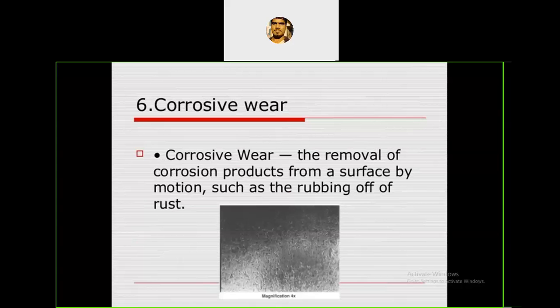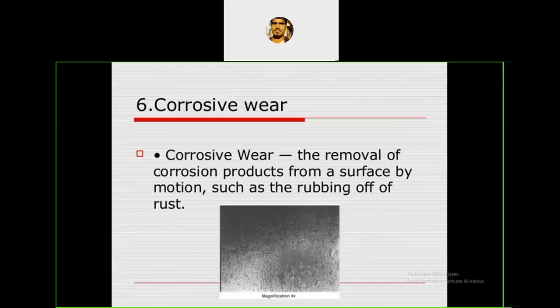And next come to the corrosive wear. So corrosive wear, we have already seen, means that because of moisture contact with any one of the surfaces, it forms a layer called rust. Is it correct? It forms a layer called rust, and that rust will continuously wear off or rub off. Okay, so that type of wear is called corrosive wear.